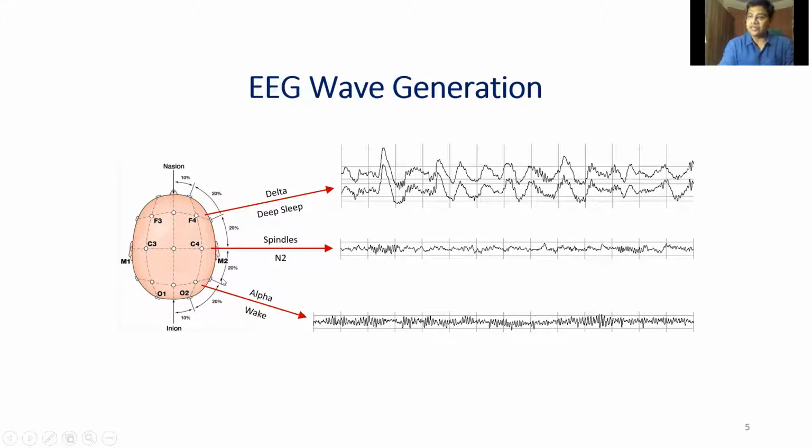However, it always recommends having a backup. In case F4 fails, we have a backup of F3; if C4 fails, we have a backup of C3; and if O2 fails, we have a backup of O1. So it recommends backup electrodes F3, C3, and O1, which will be referred to as M2.